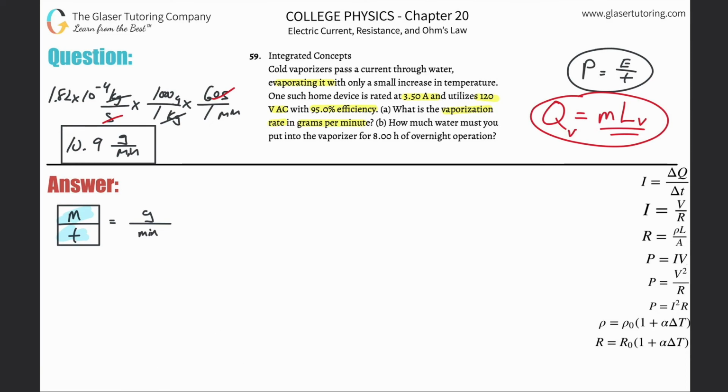And how much water must you put into the vaporizer for 8 hours of overnight operation? So this is just now a simple conversion involving this value. So we've got 10.9 grams. It's going to vaporize 10.9 grams per minute. But we have hours of operation, right? So let's get rid of the minute, convert this to hours so we know the rate of how many grams would be utilized then per hour, because the minutes would cancel. And then all you've got to simply do is plug in your 8 hours and we're good to go. So 10.9 times 60 times 8.